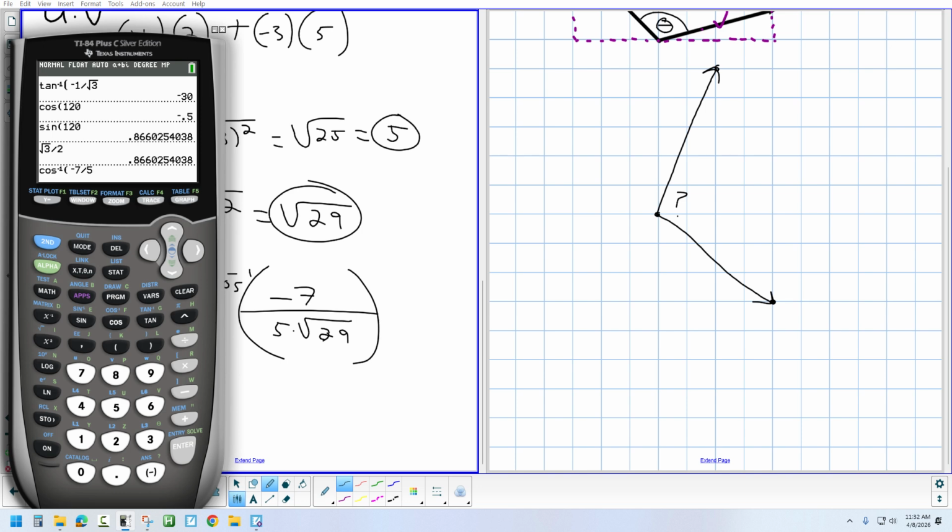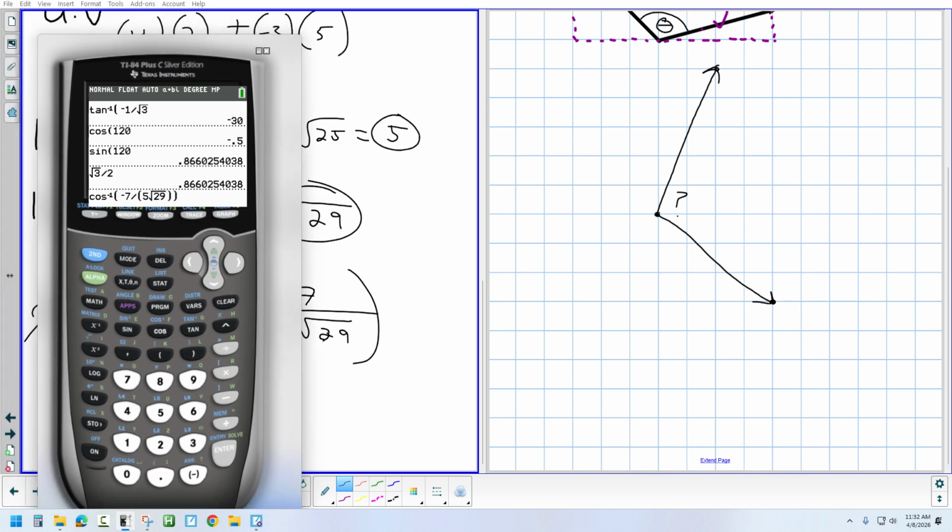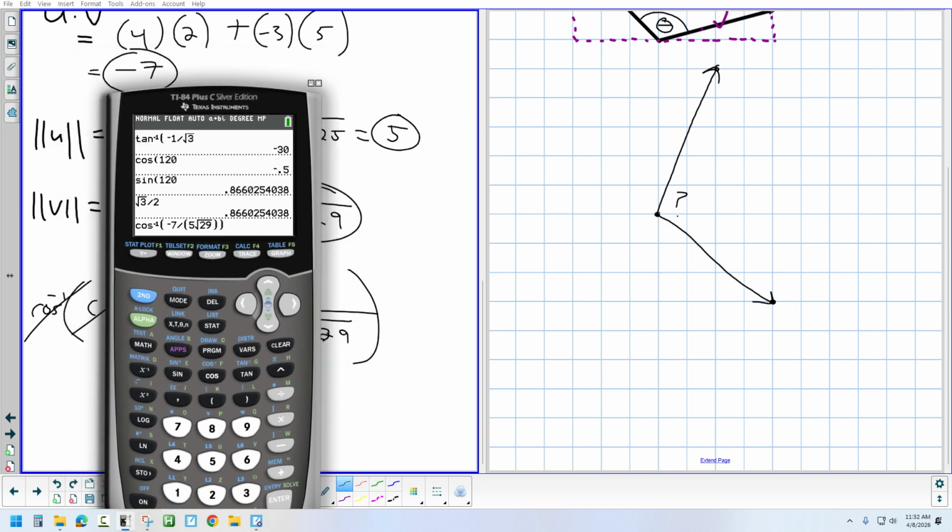Now, when you type it in the bottom, make sure you do it like this. Why did I type it in like that? Yeah? Because you want the 5 and square root 29 to multiply before dividing by 7. Right. I don't want it to do -7/5. That's not what I want it to do. I want it to do 5 times square root 29 first. That's all together, and then divide. That whole thing is in the bottom. Okay. And that looks reasonable.